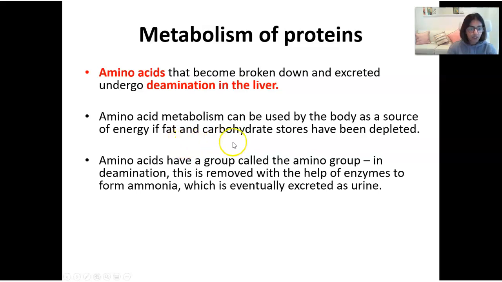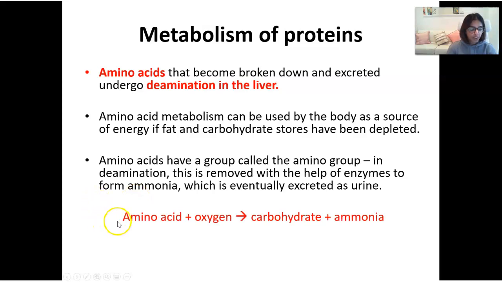Now, amino acids have a couple of different parts, and one of those parts is called the amino group. So in deamination, as the name suggests, the amino group is removed with the help of enzymes, and this amino acid with the amino group removed is converted to form ammonia, and that eventually becomes urine.